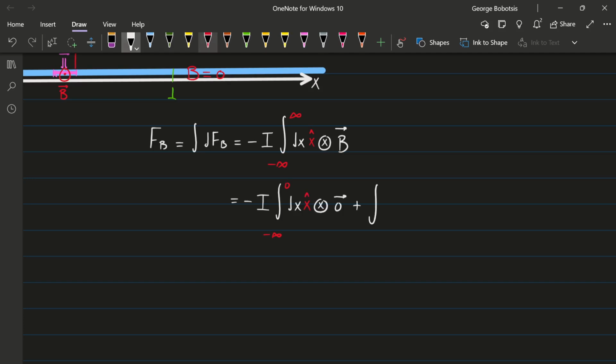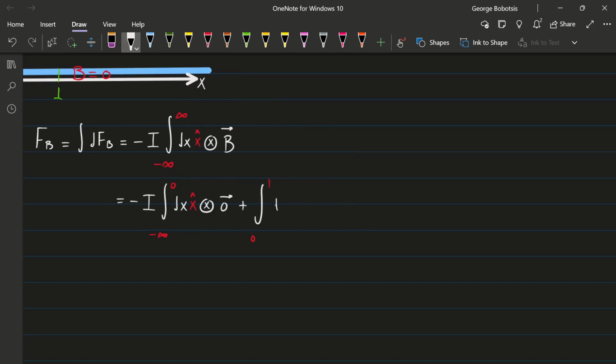Then you continue the integral from 0 to 1, I guess. And now the magnetic field becomes something. So you have dx x hat crossed with the magnetic field. And they told us that in that interval, it is B naught over L times X, and the direction of it was in the Z hat. That's what you get for that term.